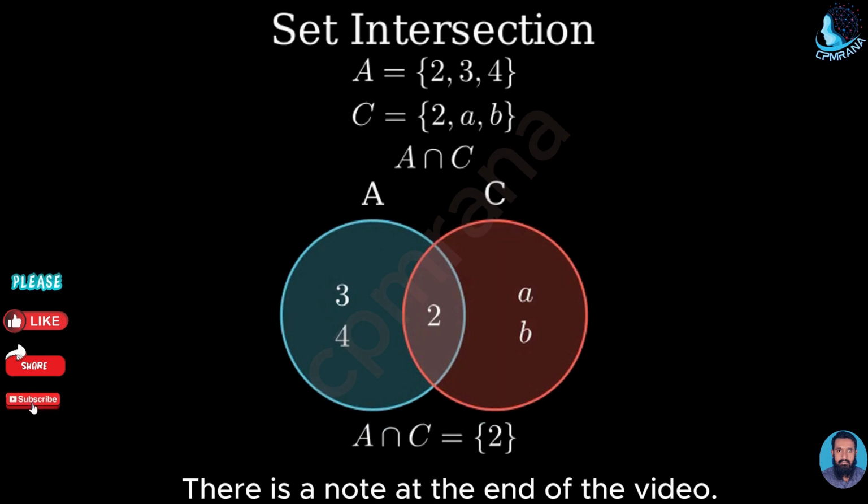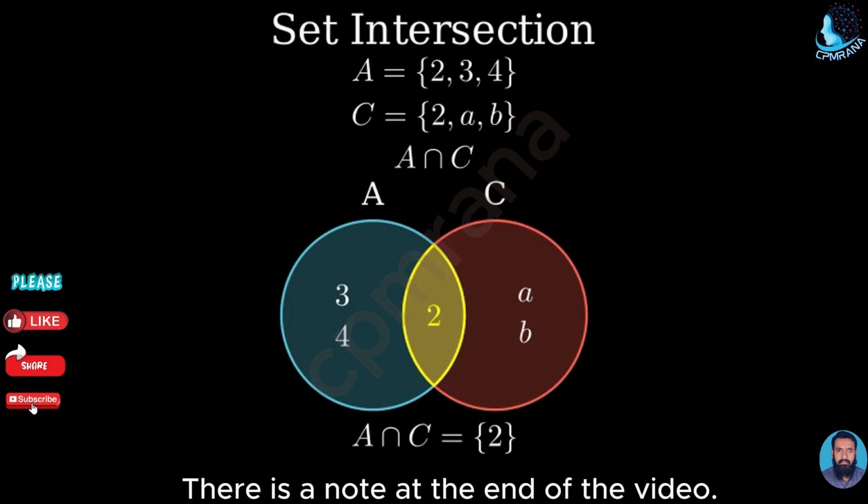We write this as A intersection C equals the set containing 2. Let's highlight why this is the case. Looking at our sets again, set A has 2, 3, and 4, while set C has 2, A, and B. The only element that appears in both sets is 2, which is why it's the only element in the intersection.